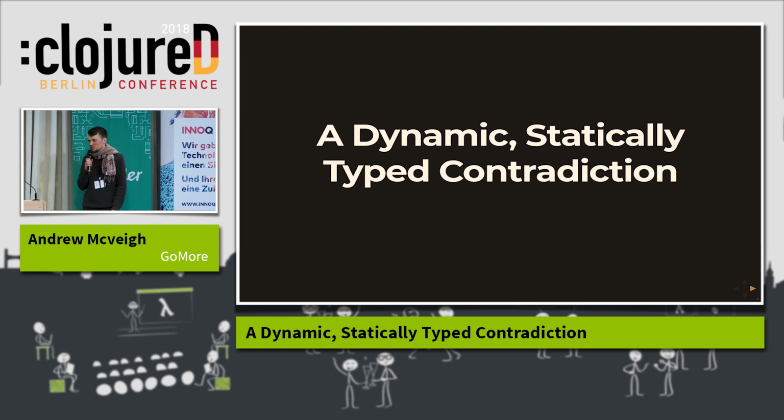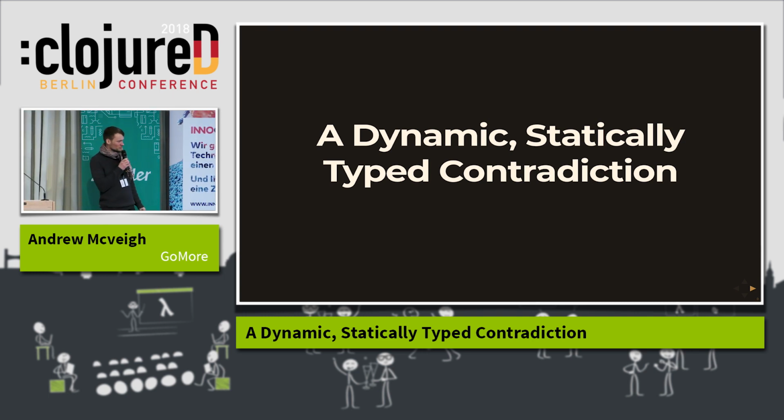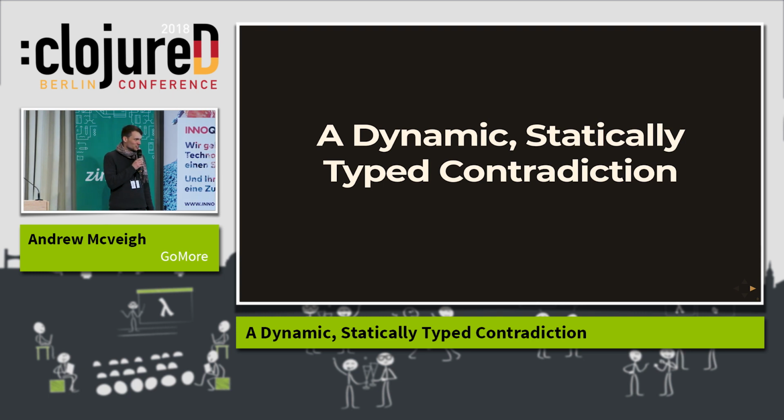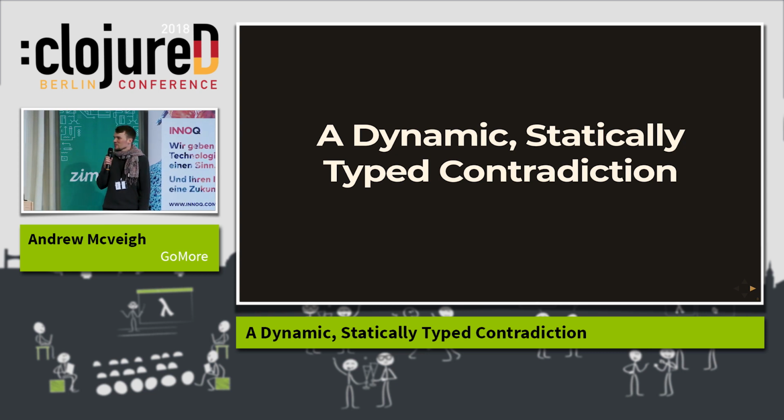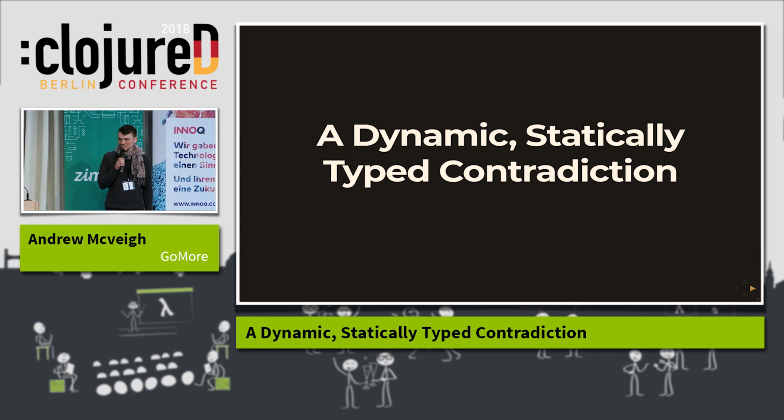So I'm very happy to introduce the next talk to you. I've recently also tasted from the forbidden fruit, which is static typing, fast tooling, great error messages, things we don't necessarily have in Clojure. And so I'm very curious to hear Andrew Mcveigh shed some light on the intersection of static and dynamic typing in his talk, A Dynamic Statically Typed Contradiction. Please give it up for Andrew.